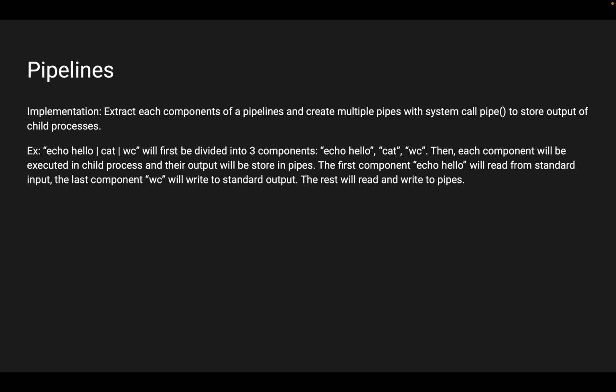Okay, we also implement pipelines for our shell. The way we implement this is, firstly, we extract each component of a pipeline. Then we create multiple pipes with the system call pipe to store the output of each shell process. I have an example here with echo hello, cat, and wc. It will divide the command into 3 components: echo hello, cat, and wc. We can run each command and the command will pass the output into the next command.